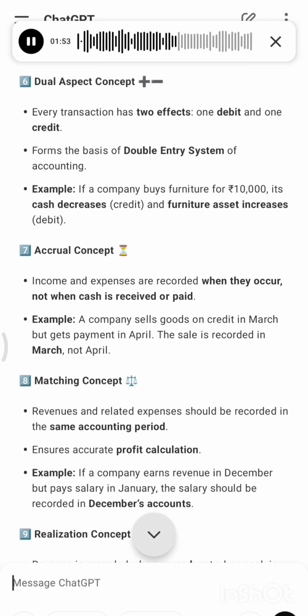6. Dual aspect concept. Every transaction has two effects, one debit and one credit. Forms the basis of double entry system of accounting. Example: if a company buys furniture for $10,000, its cash decreases, credit, and furniture asset increases, debit.